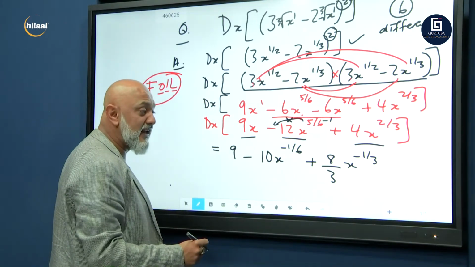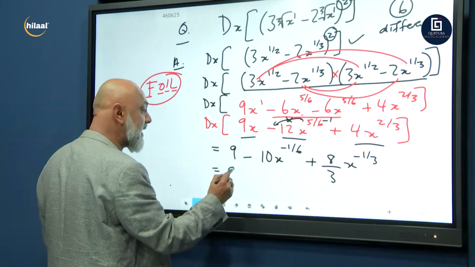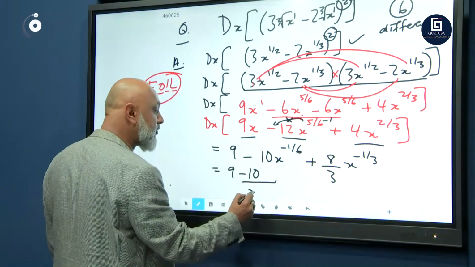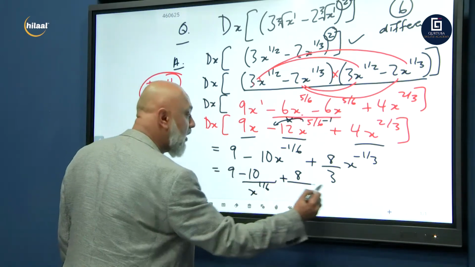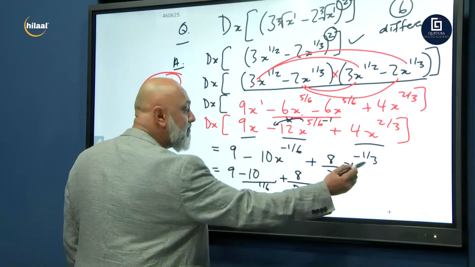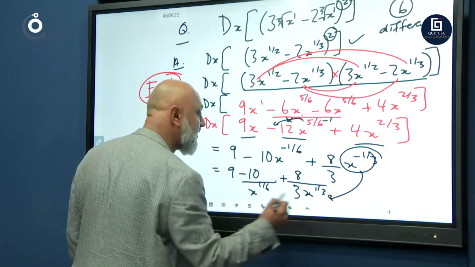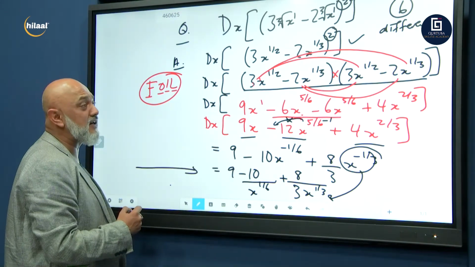Can that be my final answer? No. We have to write it with positive powers. So this would be 9 minus 10 over x to the power 1 over 6, that comes to the denominator, plus 8 over 3. X to the minus a third will come down as x to the power plus a third. And there we go. That's your final answer. You will get 6 marks for that.